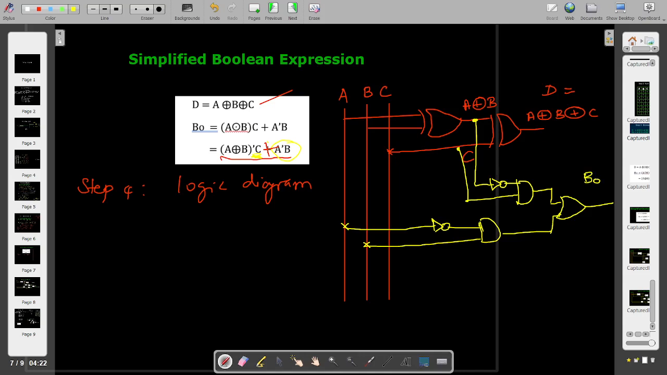So B naught is what? Here you get A exclusive OR with B dash, it is C, so that here you will be getting A exclusive OR B dash into C. Here it is A dash, here it is B, so A dash B you will be getting. Then finally you get the B naught. So B naught is equal to A exclusive OR with B dash into C plus A dash B. Okay, this is the output we got. So that is drawn neatly here.